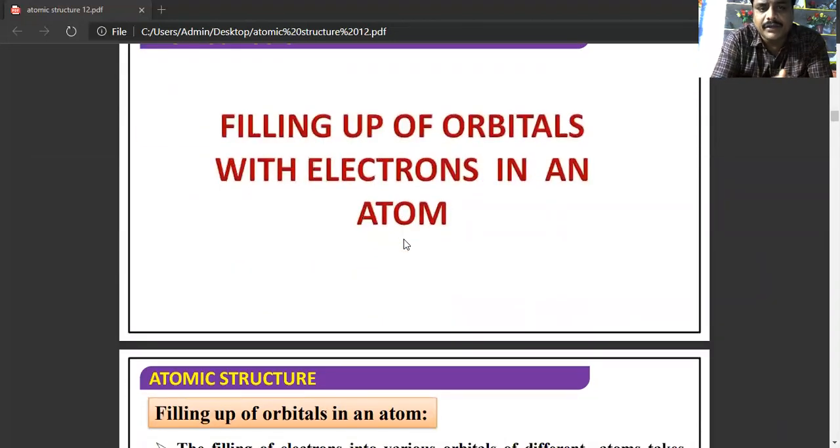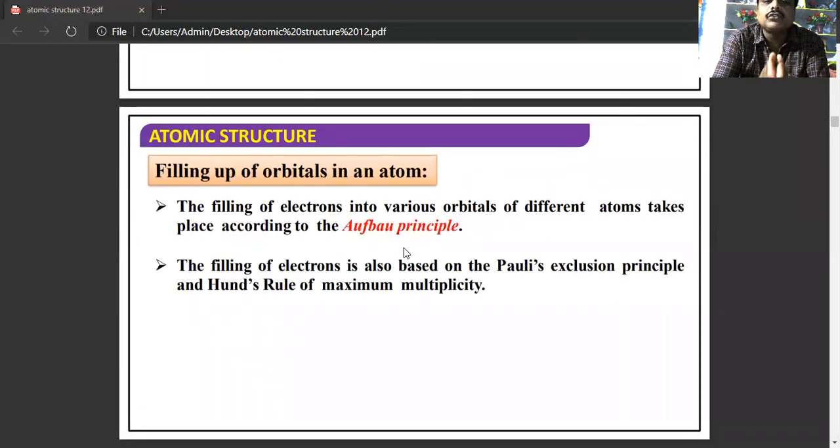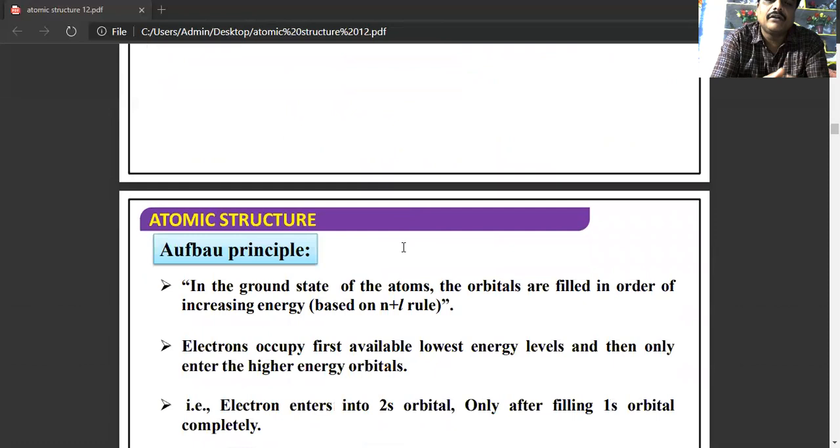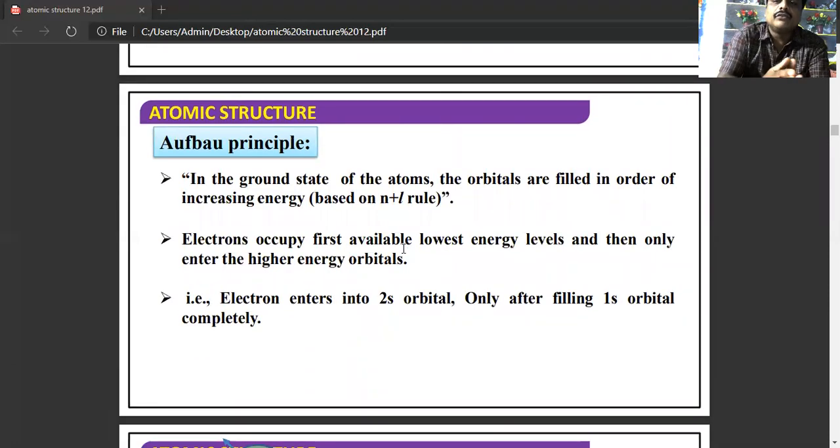So how do we fill the orbitals with electrons in an atom? This is followed by a principle known as the Aufbau principle. The filling of electrons in various orbitals of different atoms takes place according to the Aufbau principle, and it also depends on Pauli's exclusion principle and Hund's rule of maximum multiplicity. According to the Aufbau principle, in the ground state of atoms, the orbitals are filled in the order of increasing energy.